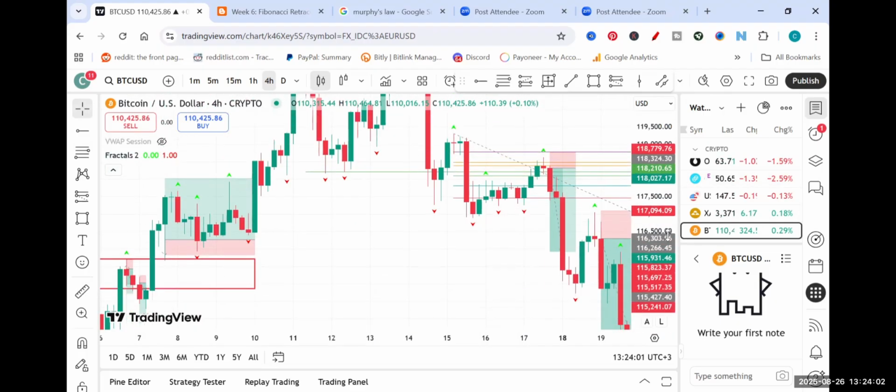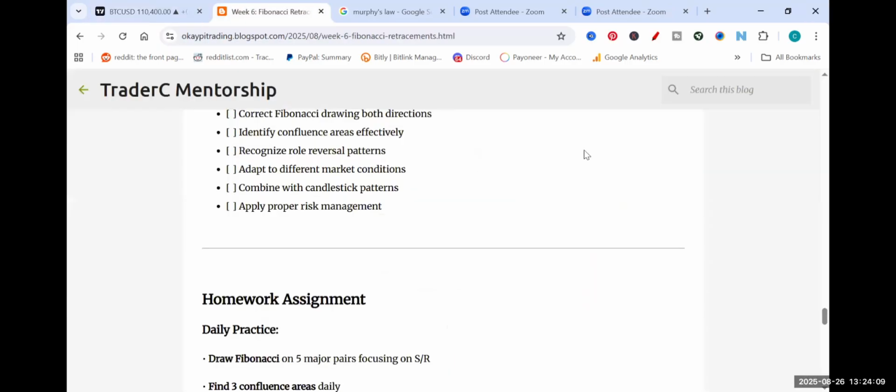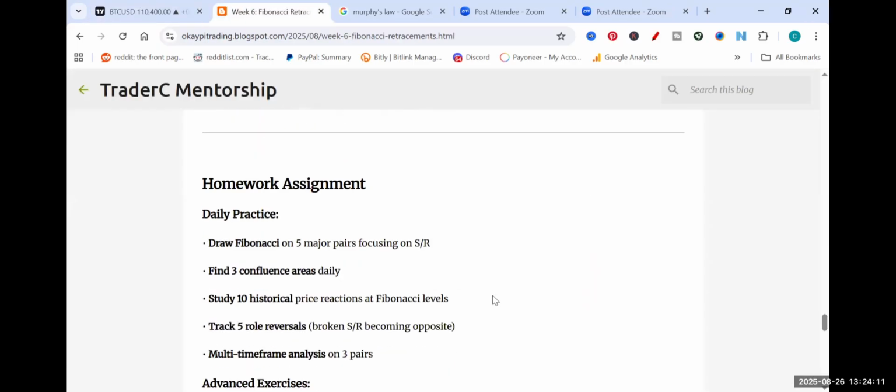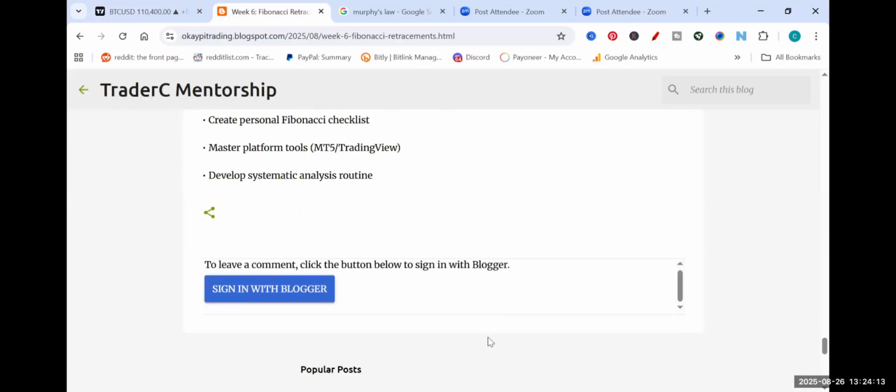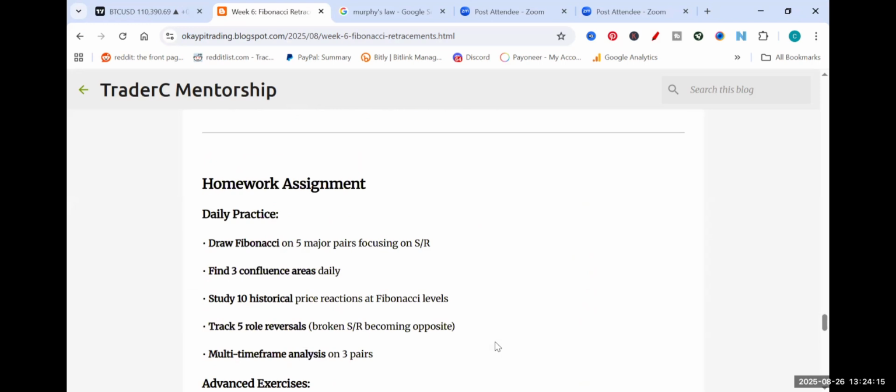And you keep going, you keep doing that, doing that, doing that. So I don't know if you have any more question. You have 5 minutes, 4 minutes. So yeah, your homework is to mark out five uptrend, five downtrend setups. It can be in any pair that you wish.